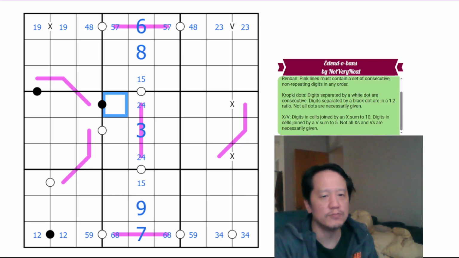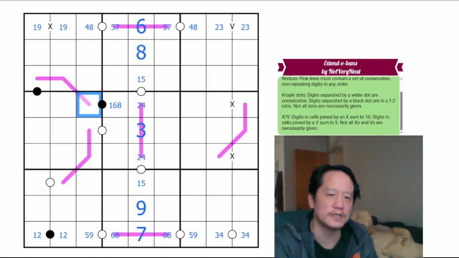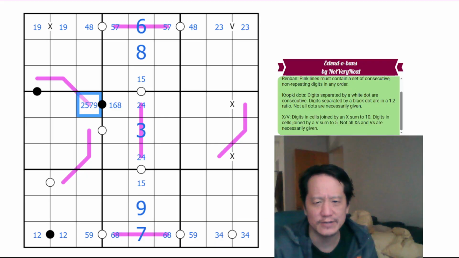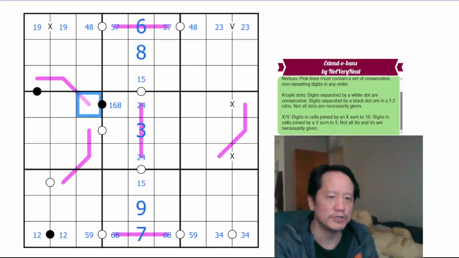So this must be 1, 6, or 8, which means this has to be 2, 5, 7, or 9 to be... Wait, what am I talking about? So it's a black crop key dot. 1 is a 1-to-2 ratio with 2. 6 is a 1-to-2 ratio with 3. 8 is a 1-to-2 ratio with 4.